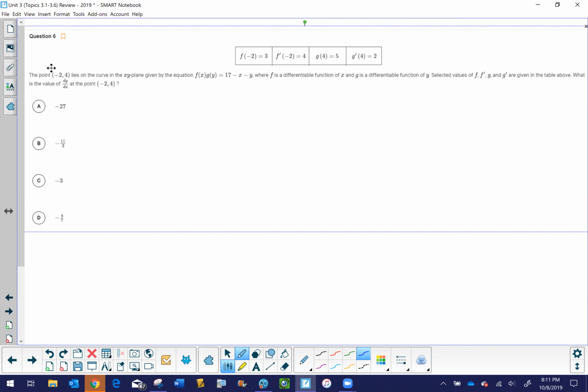It says the point (-2, 4) lies on the curve in the xy plane that's given by the equation f of x times g of y. I'm going to rewrite that: f(x) times g(y) equaling 17 minus x minus y. f is a differentiable function of x, g is a differentiable function of y. Selected values of f prime, g, and g prime are given in the table. Our job is to find what is the dy/dx value at the ordered pair (-2, 4).